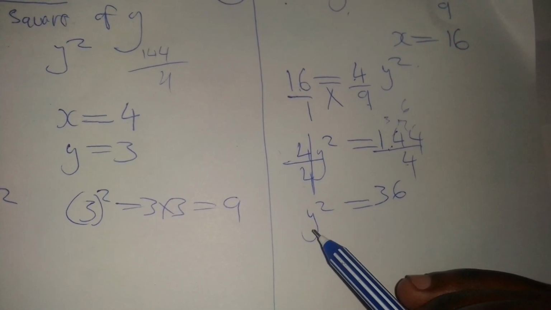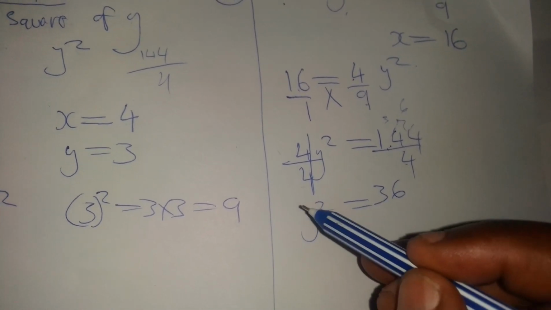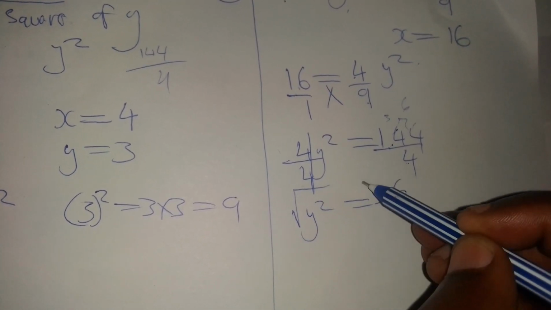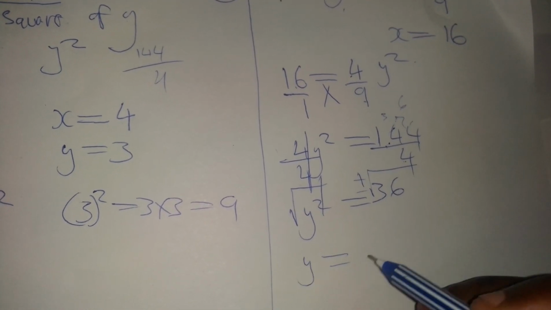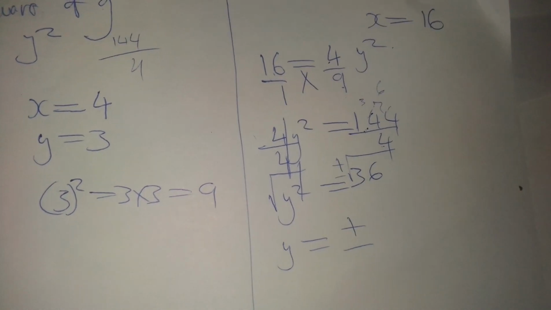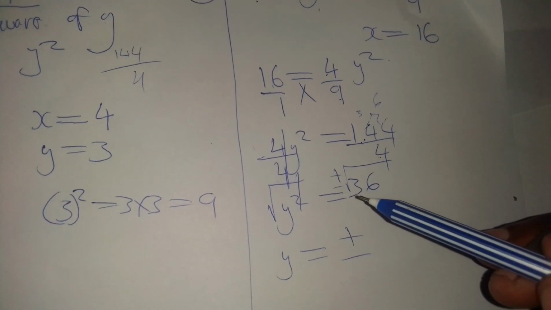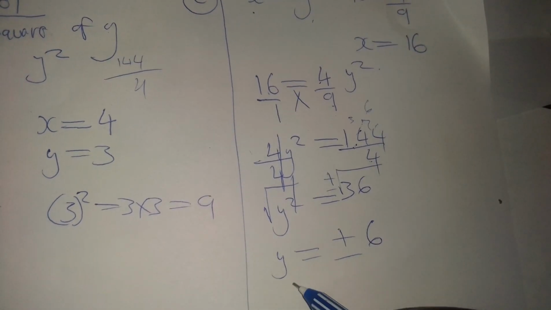Now, when you reach this point, we have to find y, because we don't want to see this power 2. So you introduce a square root, then you say plus or minus the square root. This plus or minus means that your answers can be 2. Then we say, what is the square root of 36? That is 6.